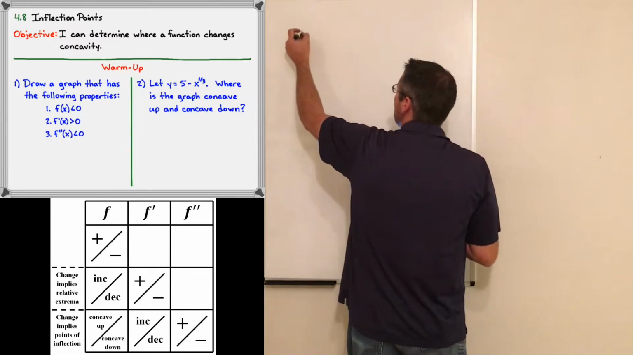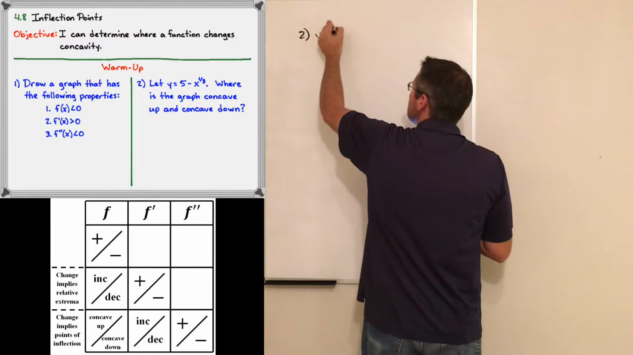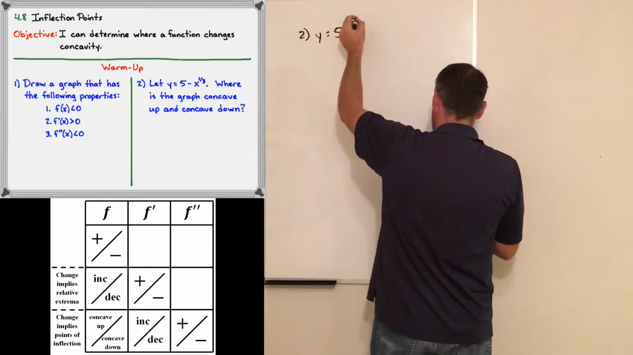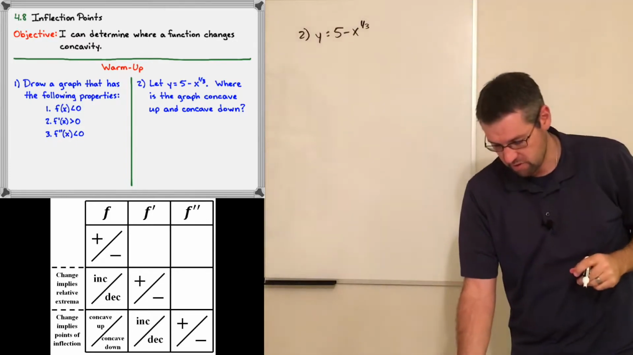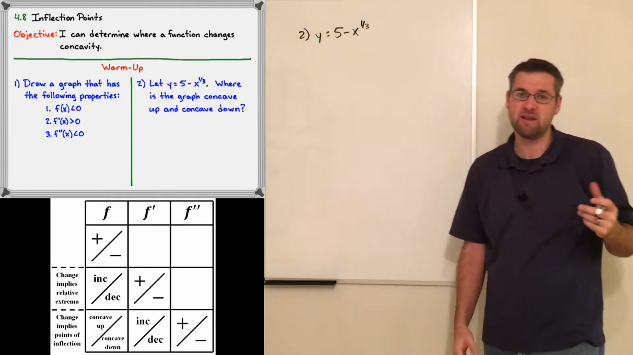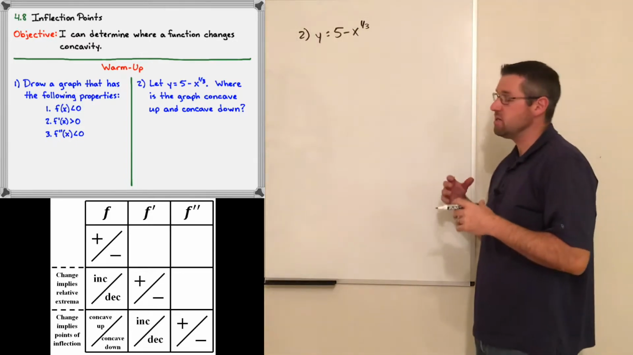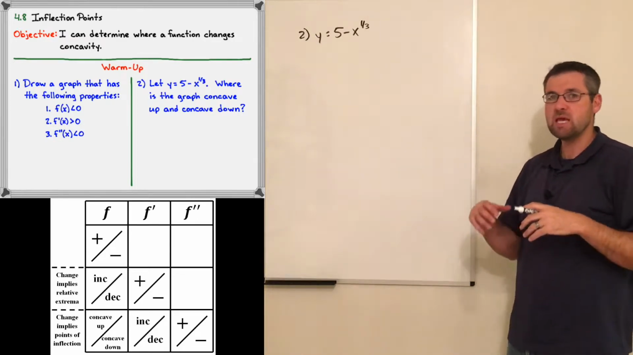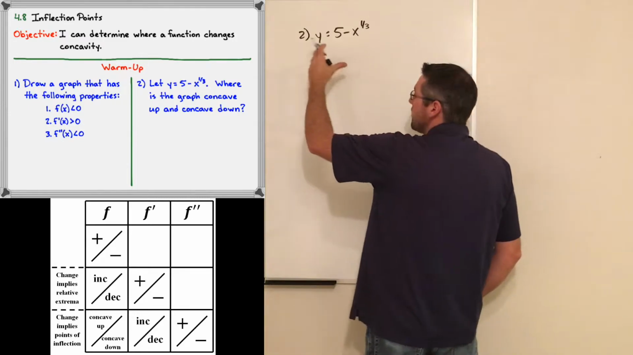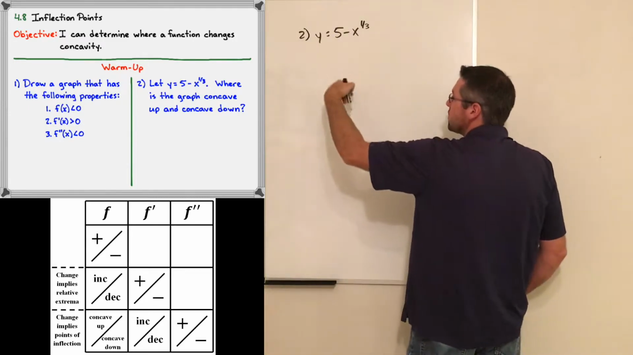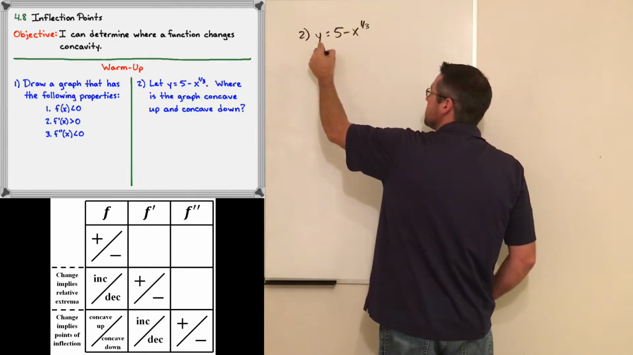Number 2 says y equals 5 minus x to the 1/3, and it's asking for when the function is concave up and concave down. So again, the idea of concavity is related to the second derivative. We're looking for when the function is concave up. That means we're looking for when the second derivative is positive. So we have to take the second derivative.